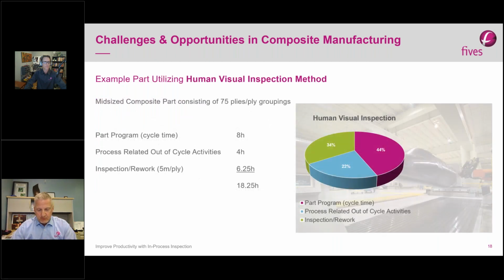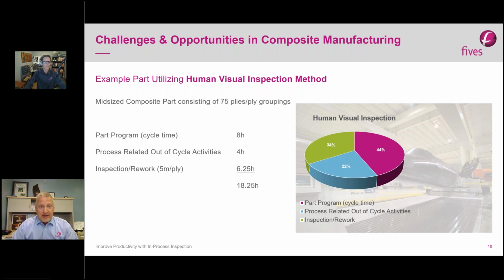So let's look at 3 simple examples of the 3 methods. This is just an example part. I'm going to call it a mid-sized composite part. It has 75 plies or ply groupings. The part program cycle time is going to stay constant between these 3, which is 8 hours.